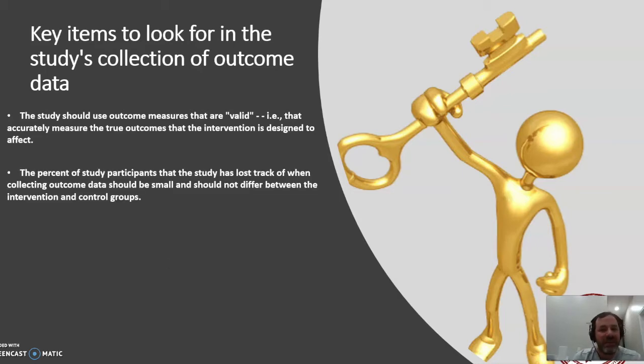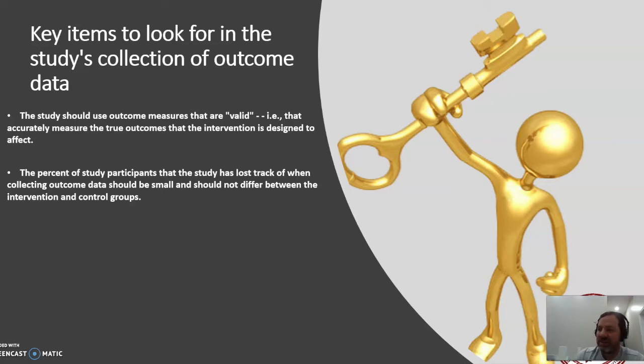The percent of study participants that the study has lost track of when collecting outcome data should be small and should not differ between the intervention and control groups. A general guideline is that the study should never lose track of more than 25% of the individuals originally randomized. The fewer lost, the better. This is sometimes referred to as the requirement for low attrition.